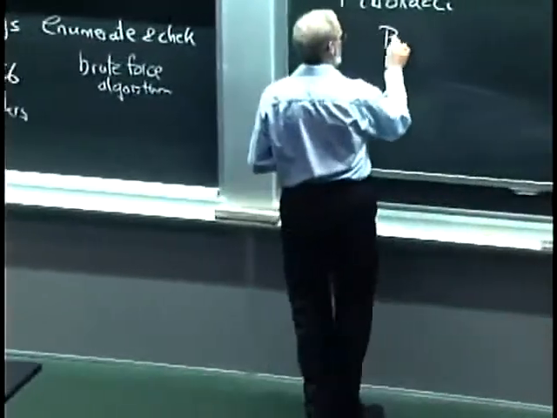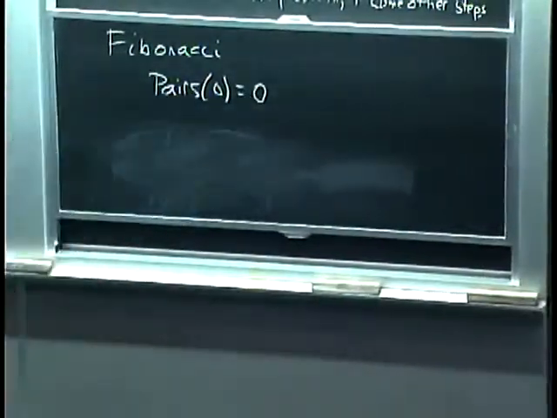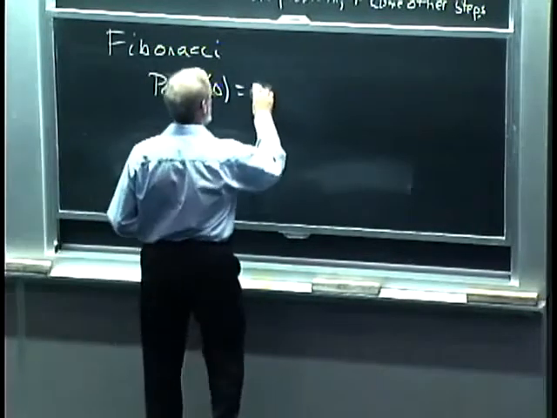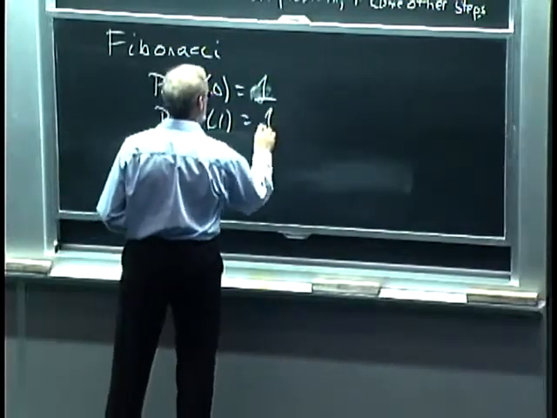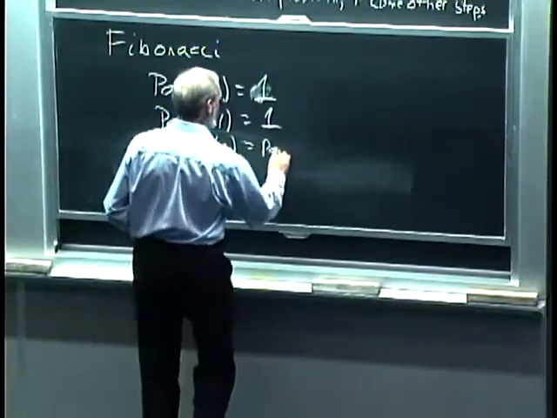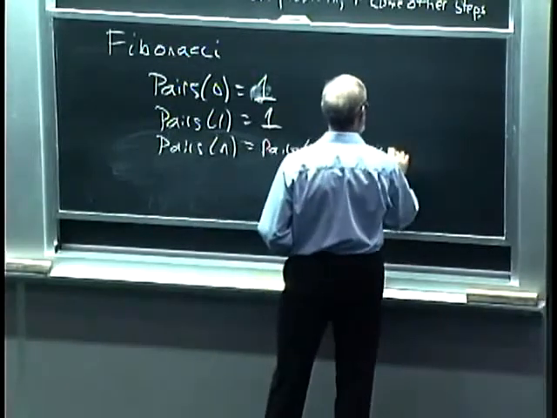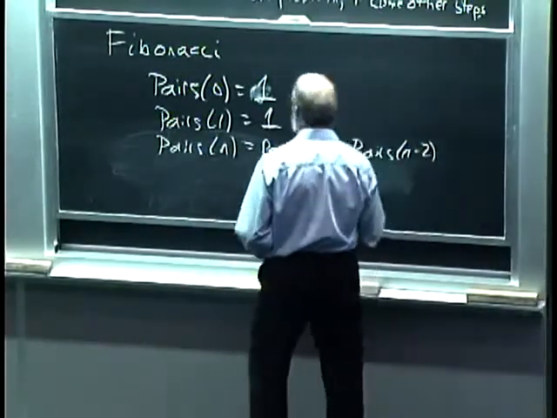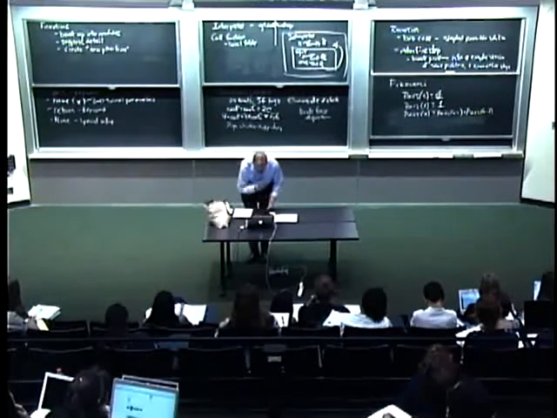And so we can do this with the following little definition. I'm going to let pairs of 0, the number of pairs at month 0, actually not be 0, be 1. We'll let the number of pairs at month 1 be 1. And then the number of pairs at month n is the number of pairs at month n minus 1 plus the number of pairs at month n minus 2. Sum of the previous two. And if I write Fibonacci, you'll see it right there.